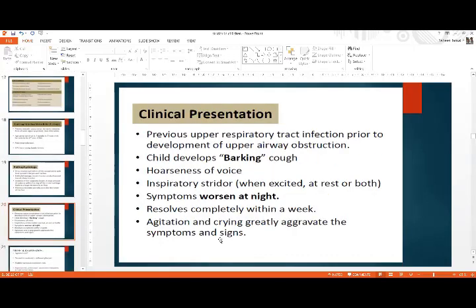How will the child present in case of laryngotracheobronchitis, or croup? First of all, there will be a history of previous upper respiratory tract infection prior to the development of airway obstruction.